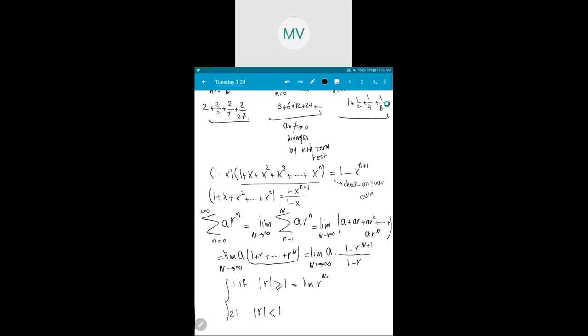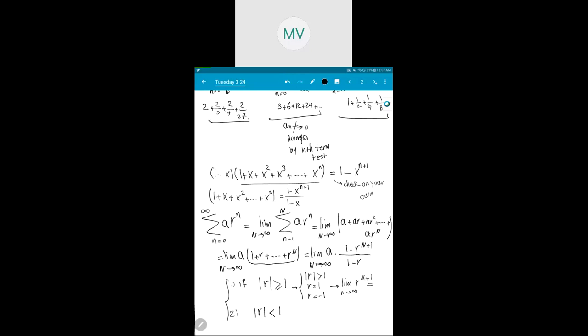Let's split that one up into 3 cases. So the absolute value of R is strictly bigger than 1; R equals 1; R equals minus 1. And then one by one, you tell me. What's the limit of R raised to n plus 1 as n goes to infinity?